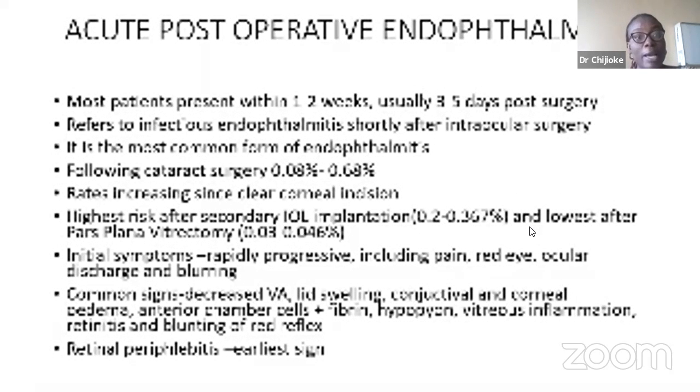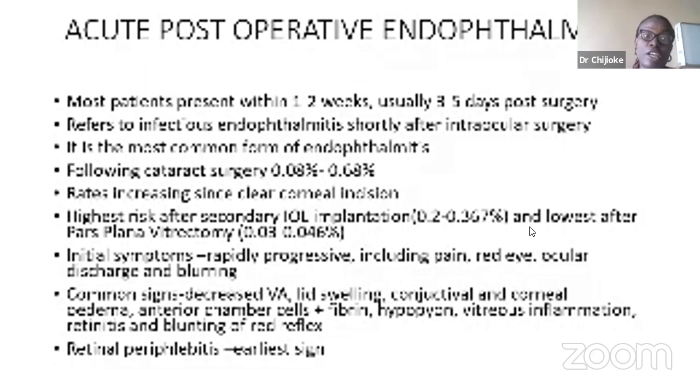Acute post-operative endophthalmitis: most patients present within 1 to 2 weeks, usually 3 to 5 days post-surgery, post-cataract surgery, and it refers to infectious endophthalmitis shortly after intraocular surgery. It is the most common form of endophthalmitis. Following cataract surgery it has an incidence of 0.08% to 0.68%, and rates are increasing since clear corneal incision.